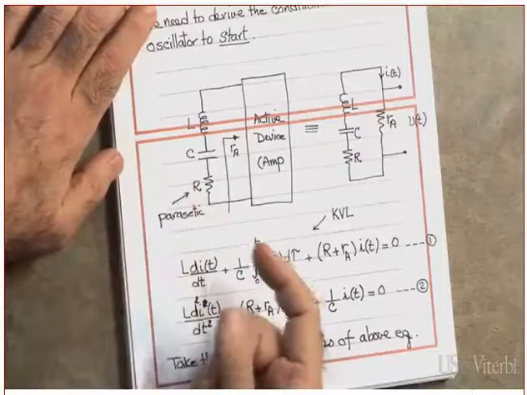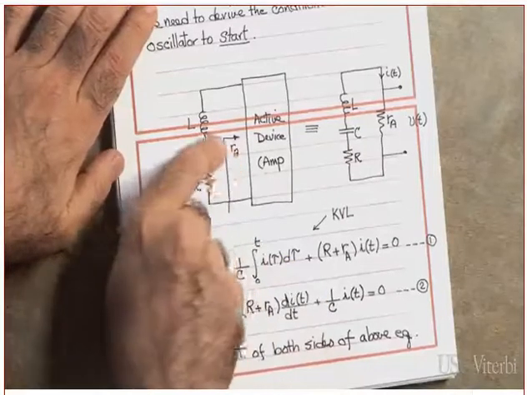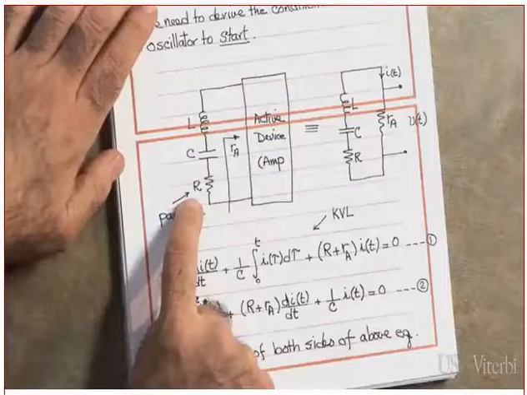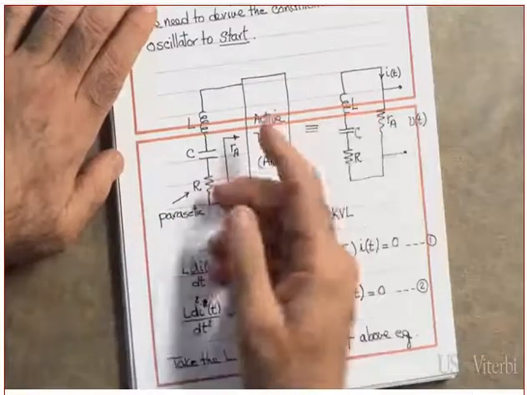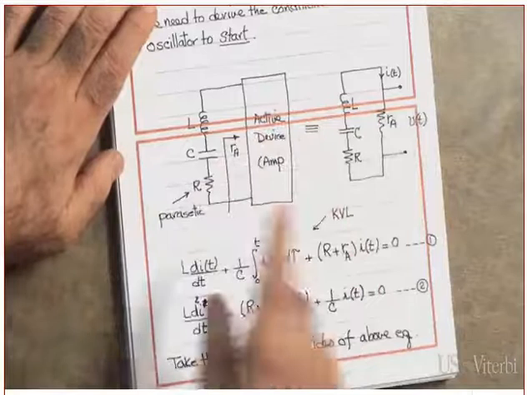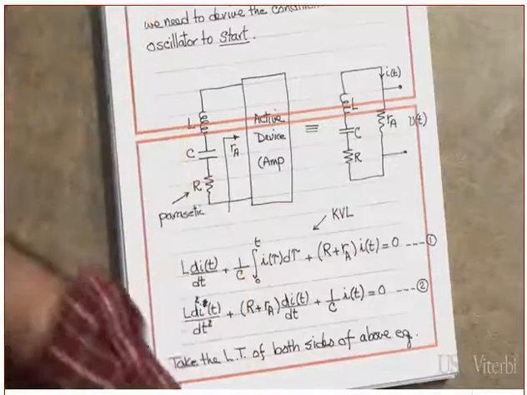Did you understand what I just said or not? Which means, what do I want RA to be? I want RA to be minus R, because they will be in series. Did you get this or not? So R with the minus R cancels, and you end up with a pure L and C.